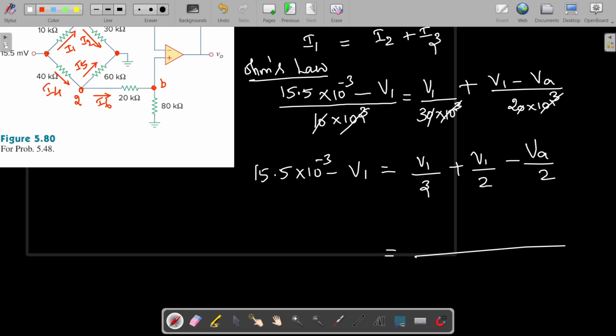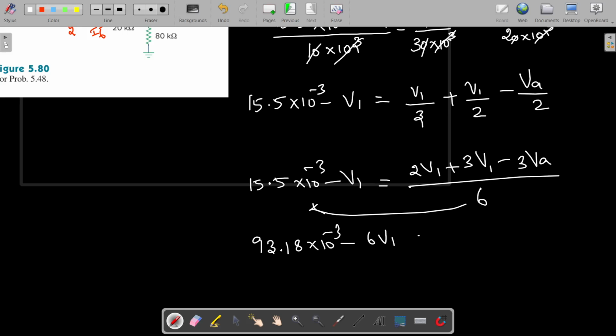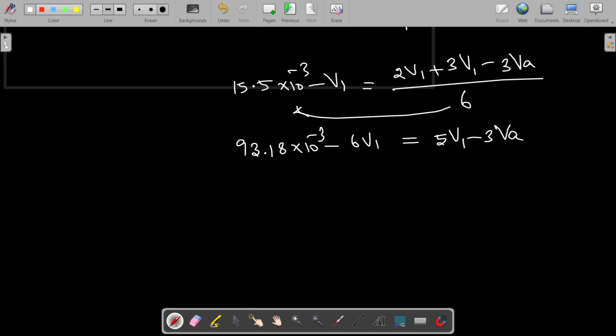If you take the common denominator, it is 6. So it is 2V1 plus 3V1 minus 3VA, and on the left 15.5 into 10 power minus 3 minus V1. We need to cross multiply. It is 93.18 into 10 power minus 3 minus 6V1, equal to 5V1 minus 3VA. Rearranging the terms, bringing the minus 6V1 to the right hand side, you get 11V1 minus 3VA equal to 93.18 into 10 power minus 3. We can mark this as the first equation.